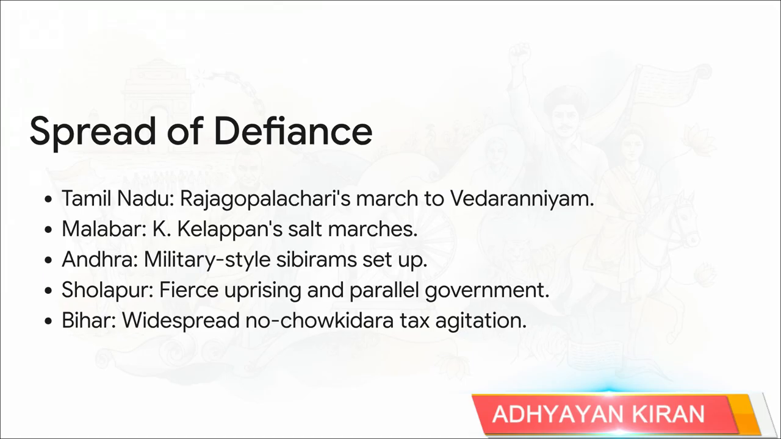In Tamil Nadu, C. Rajagopalachari led his own salt march. Over in Malabar, K. Kellappan did the exact same thing. Down in Andhra, activists literally set up military-style camps to coordinate their protests. In the industrial town of Sholapur, textile workers went so far as to establish a parallel government. And in landlocked areas like Bihar, where making coastal salt just wasn't practical, they pivoted brilliantly to a massive refusal to pay local chowkidara taxes. The entire subcontinent was rising up.